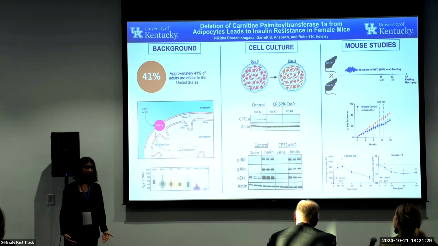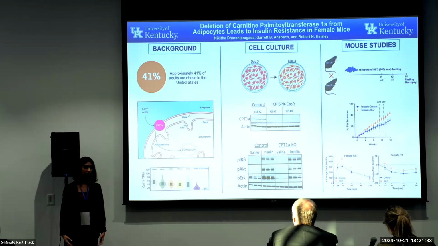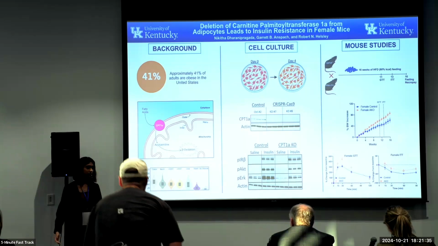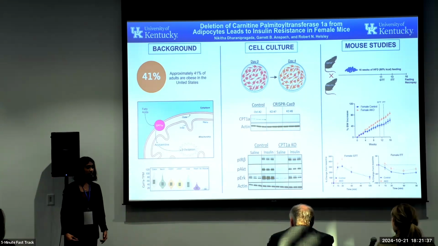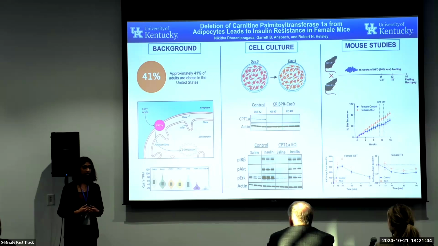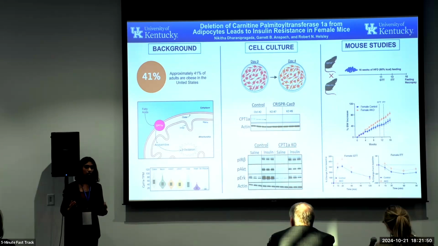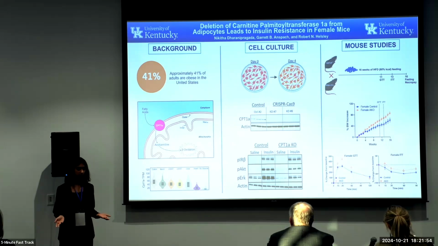Obesity affects over 40% of adults throughout the United States, and it's clinically defined as having a body mass index of 30 or above. Obesity is important because it can affect other health issues like diabetes, hypertension, and cardiovascular disease. Our lab studies carnitine palmitoyltransferase 1A, or CPT1A, an enzyme that is highly linked to all these different diseases, but we aren't really sure of its functionality across different cell types.